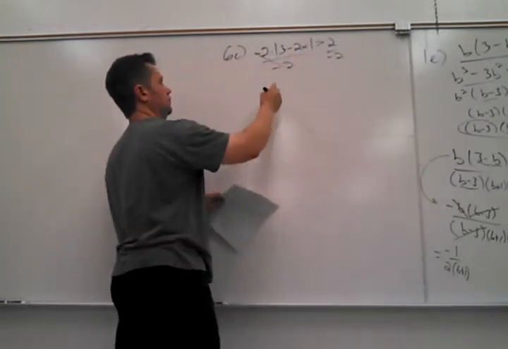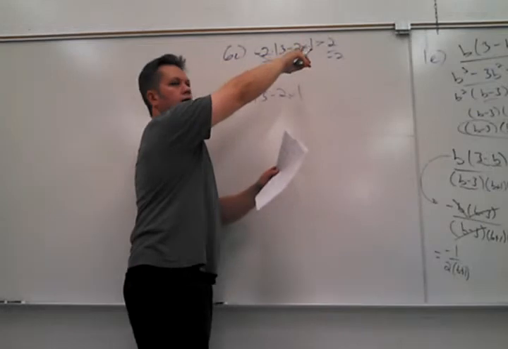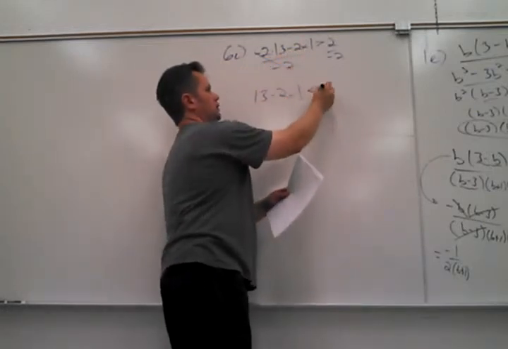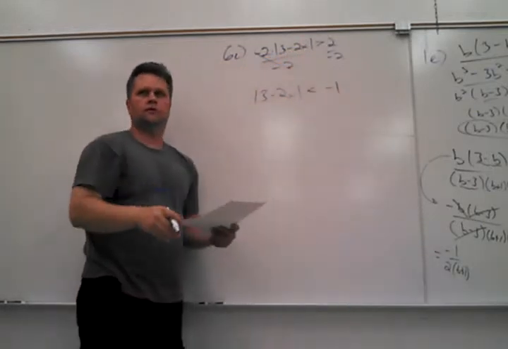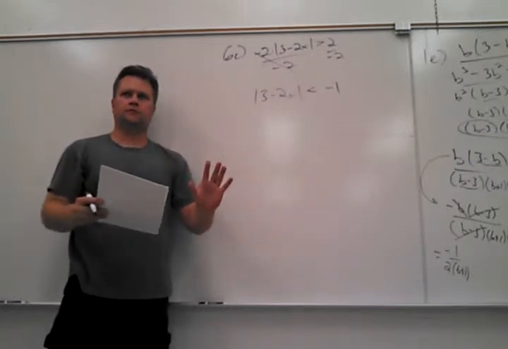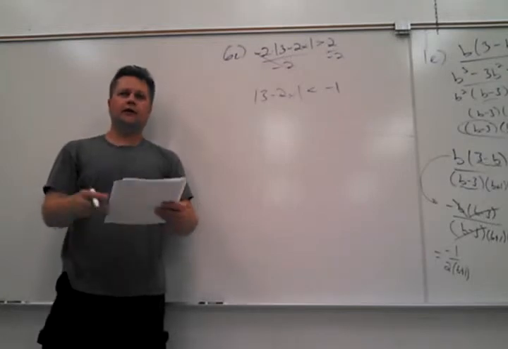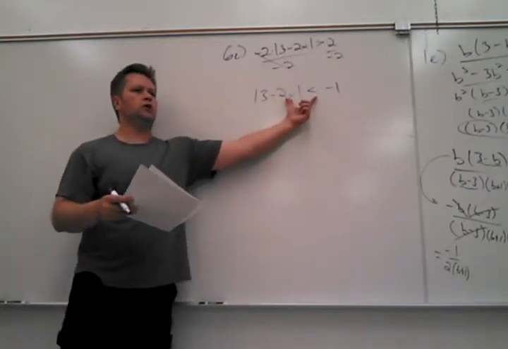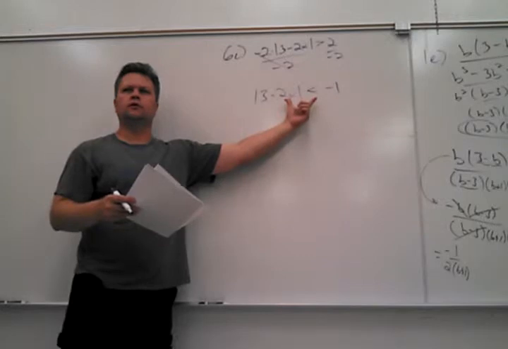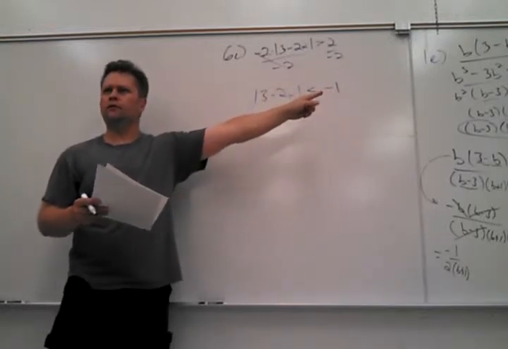So then I get absolute value of 3 minus 2x. Flip the sign. Good. Less than -1. And that's a quick answer. You could set up your 2 cases and all that and go insane and think that you're getting answers, but right here you can tell what the answer is. No solution. You can't have an absolute value be less than a negative number, right?